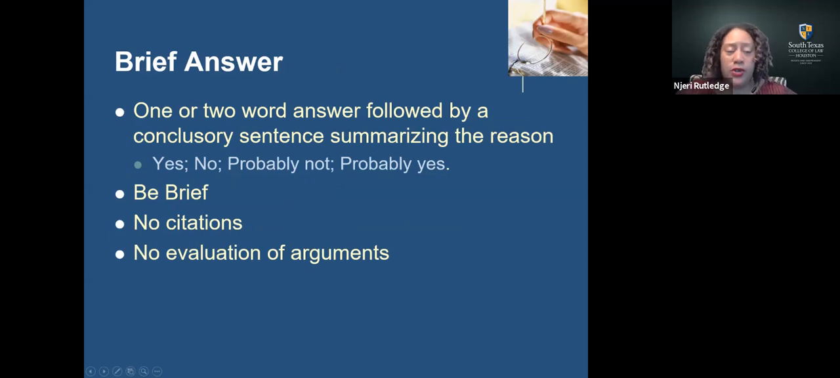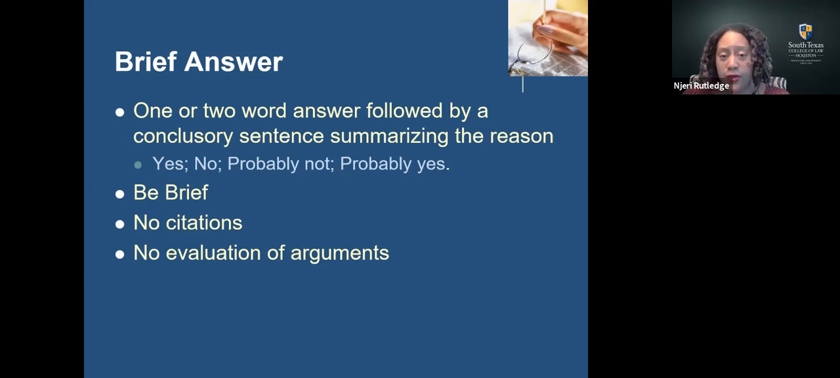Your brief answer. I know some people call this a short answer. I don't know why, I don't like short answer, but I will never penalize you for a stylistic choice. If you prefer brief answer or if you prefer short answer over brief answer, that's fine. It should always start with a 1 or 2 word answer. Always a 1 or 2 word answer. Yes, no, probably yes, probably not. And then you're going to give that summary.